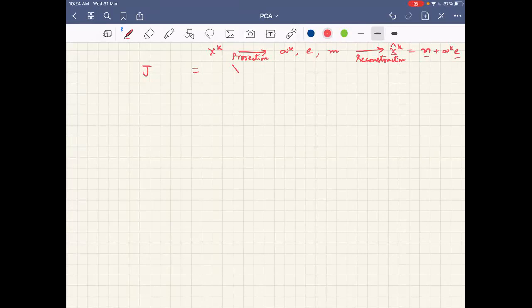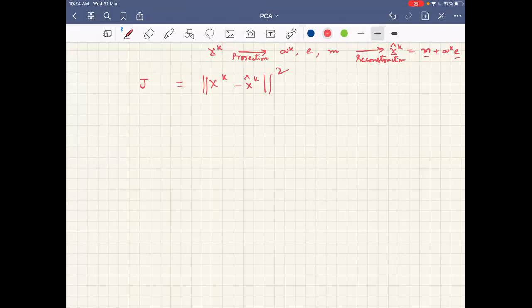So now, how should I quantify the reconstruction error? How should we quantify the reconstruction error? We can find the distance between the reconstructed and the original. Right. xk and xk hat, norm square. Usually norm or norm square, either is fine. So let us put norm square.